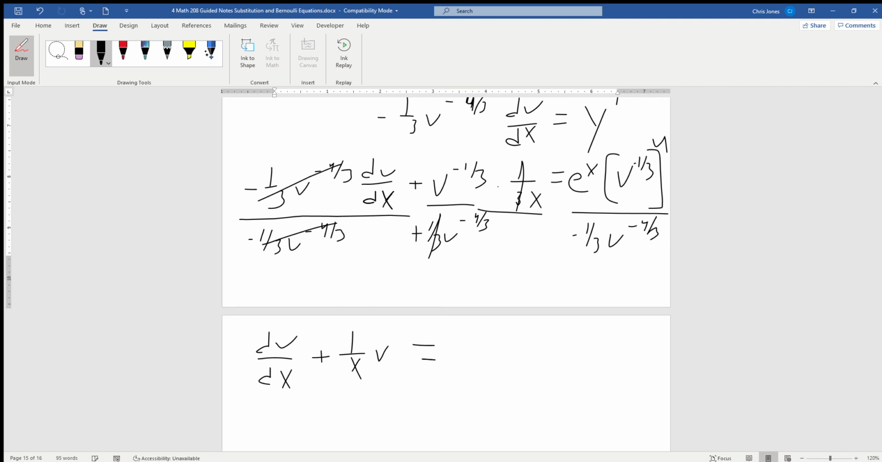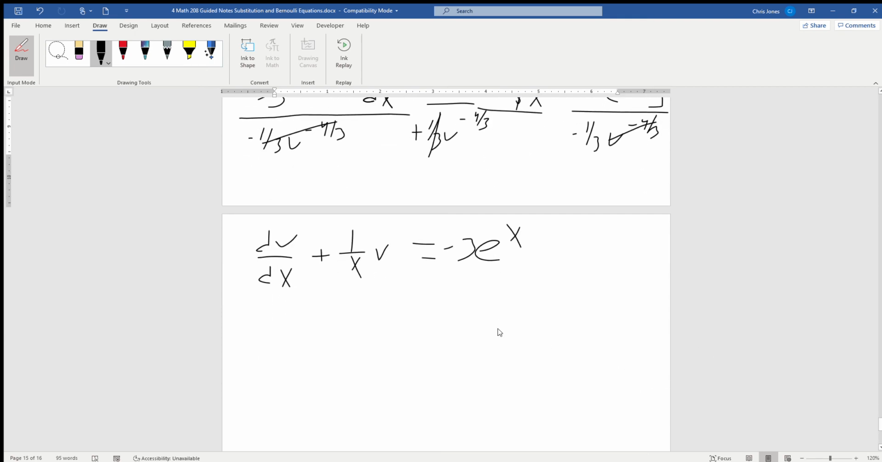And then on the right-hand side, these v's are going to cancel out very nicely. And I believe we're going to be left with a negative 3 e to the x. All right. And that's a very nice linear differential at this point. All right. And that's what happens with all these Bernoulli equations. They turn themselves into very nice linear types.